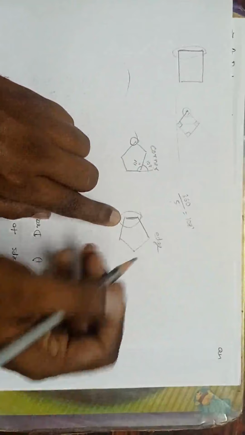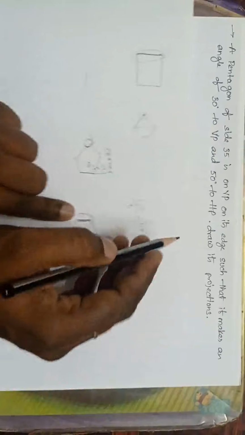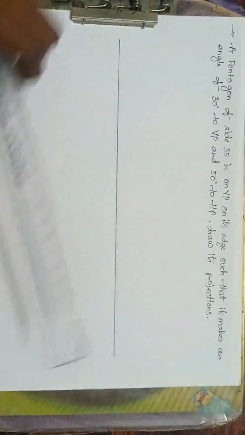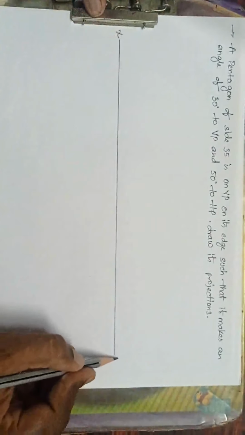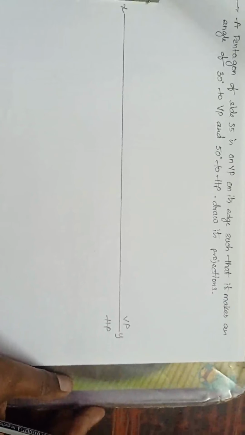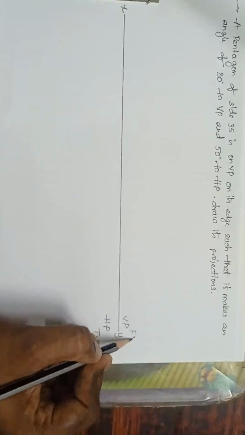Now, how to draw the edge? See here, I have to draw like this. It means the corner will be on the right side and the edge will be on the left side. If he asks for edge, now what to do? Now, first draw the XY line. Okay, now the reference line, which is the reference line XY. This is HP, this is VP. Done. See here, HP and VP. Next, HP is always top view, VP is always front view.